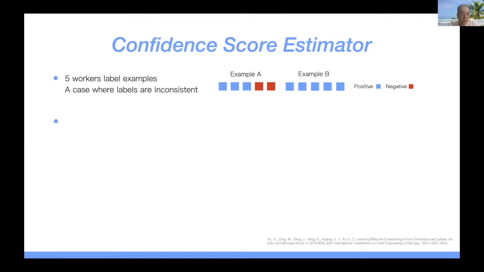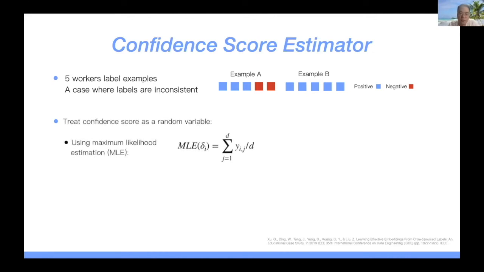Based on this intuition, we want to give each data a confidence score and treat this confidence score as a random variable. One way to do that is to use maximum likelihood estimation. According to MLE, the score of example A would be the sum of all the positive votes, which is 3, divided by 5 workers, so 3 divided by 5 is 0.6, and example B would have a score equal to 5 divided by 5, which is 1.